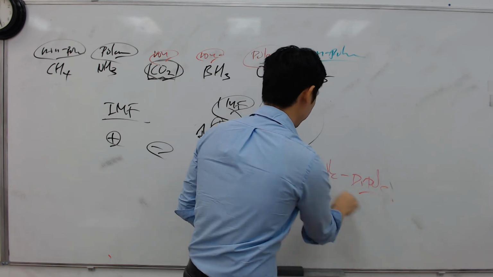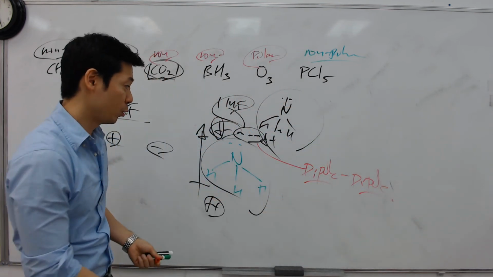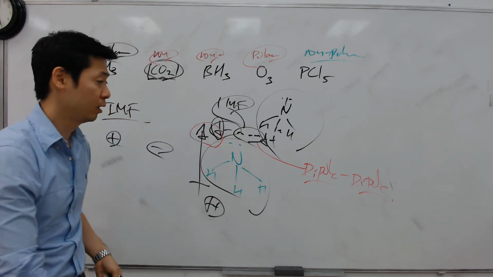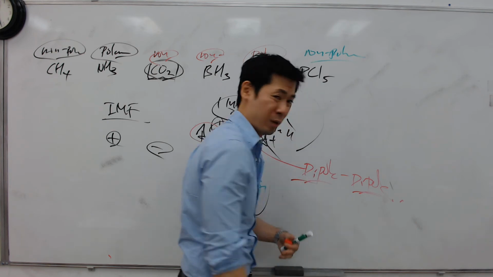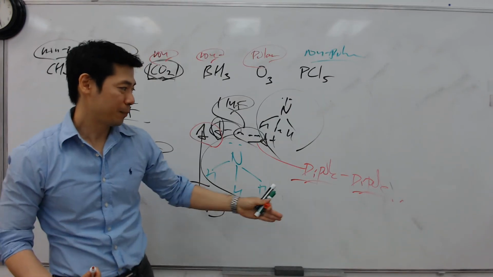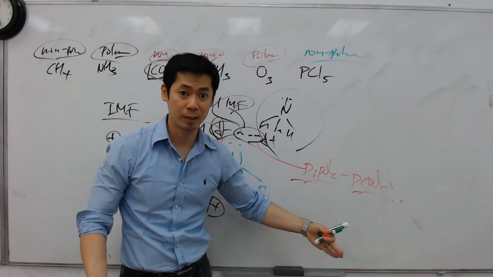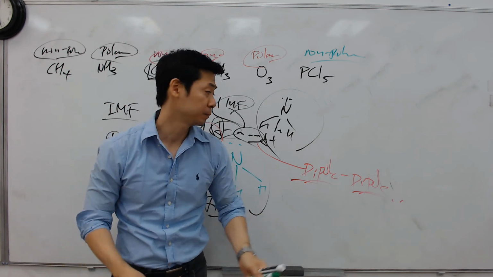The name of this IMF is called dipole-dipole interaction. You can just call it dipole-dipole. Okay? Dipole means what, guys? It's got two poles, positive and negative. Dipole-dipole interaction. So obviously, what happens, guys? Polar molecules have a dipole-dipole interaction, because why? They have a partial negative and positive. No question about that one.